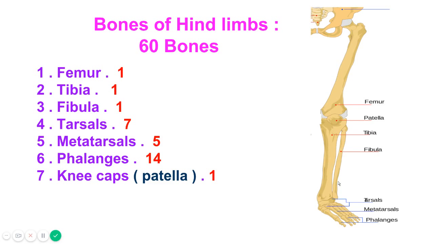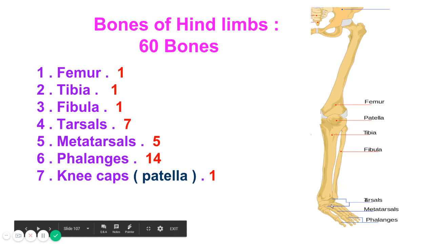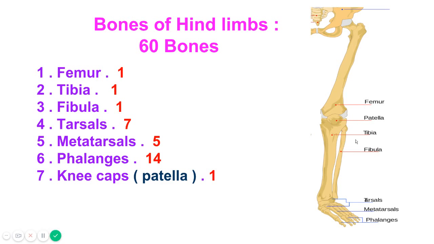The distal end of the tibia and fibula forms a joint with 7 tarsals which are also distally attached to 5 metatarsal bones of ankle, and 5 rows of 14 phalanges of the toes are attached to the metatarsals. As you can see, these are the tarsals, the 7 bones, and these are the metatarsals, and these are the phalanges, the toe bones. So this is the diagram of bones of the hind limbs.